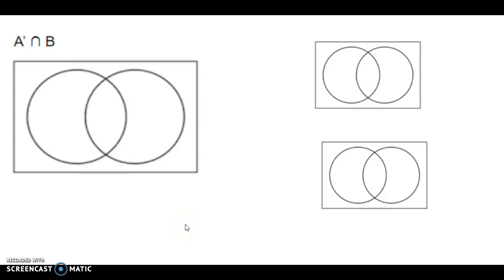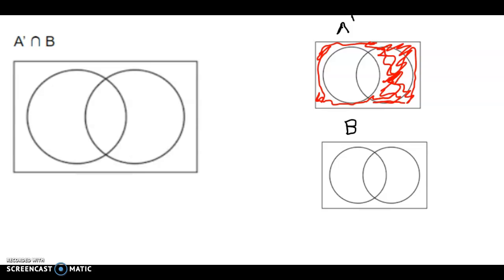When shading these Venn diagrams, always look at whether it's an intersection or a union. In this case, it's an intersection, and that means we're looking for what is being shared. To make this a little bit easier, I'm going to break up our two components. We've got A prime and we have B. I'm going to shade each of these and determine where they're being shared.